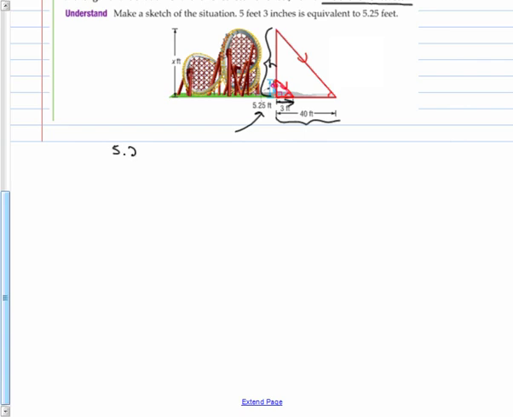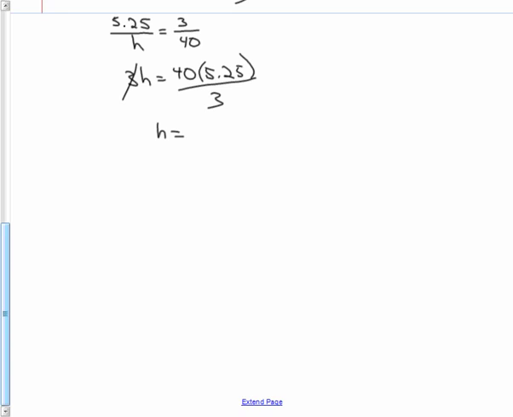So let me start with the height of Haley, 5.25. What does that correspond with? X, or I'm going to call it H, the height of the roller coaster. Finish it out for me. 5.25 to H equals 3 to 40. I'm going from the small to the large, small to the large. So cross products, 3 times H equals 40 times 5.25, and then we can divide by our 3 to get rid of it over here. How high is the roller coaster? 70, exactly? 70 feet tall.